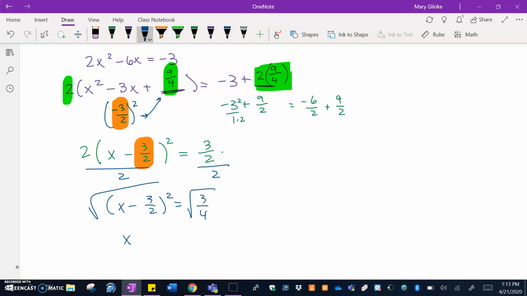We square root both sides. We get x minus 3/2 equals plus or minus the square root of 3 over the square root of 4, which is 2. And we move the 3/2 over to the other side. So we get a final answer of 3/2 plus and minus square root of 3 over 2.